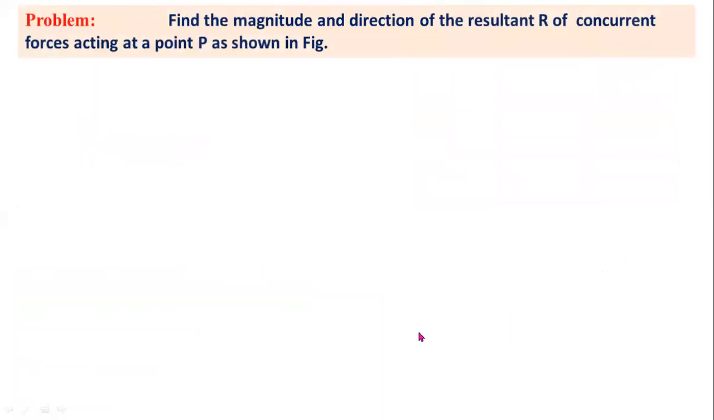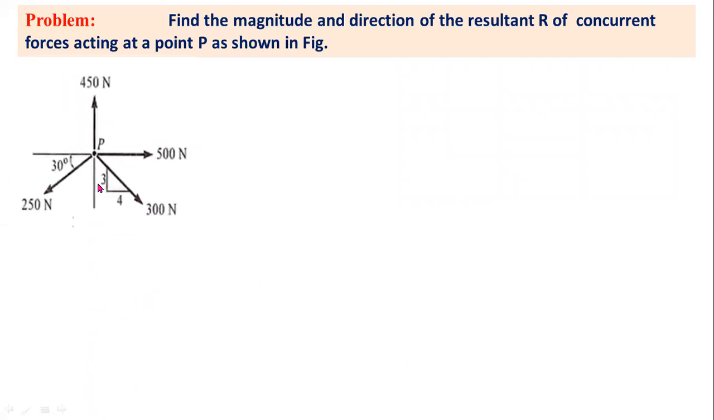Now coming to another problem. This is the question. Find the magnitude and direction of the resultant of concurrent forces acting at a point P as shown in figure. Here we have to find the magnitude of the resultant and the direction of the resultant. Here four forces are given. Here 500 newtons lies on the x axis.